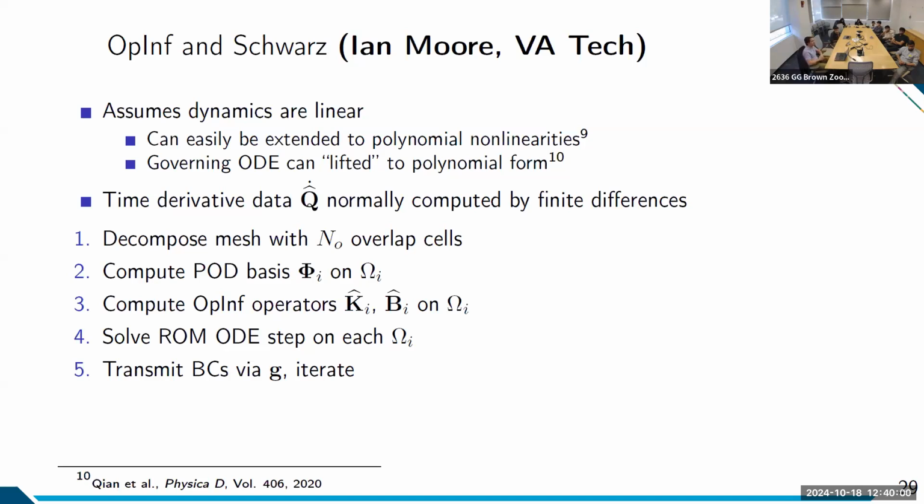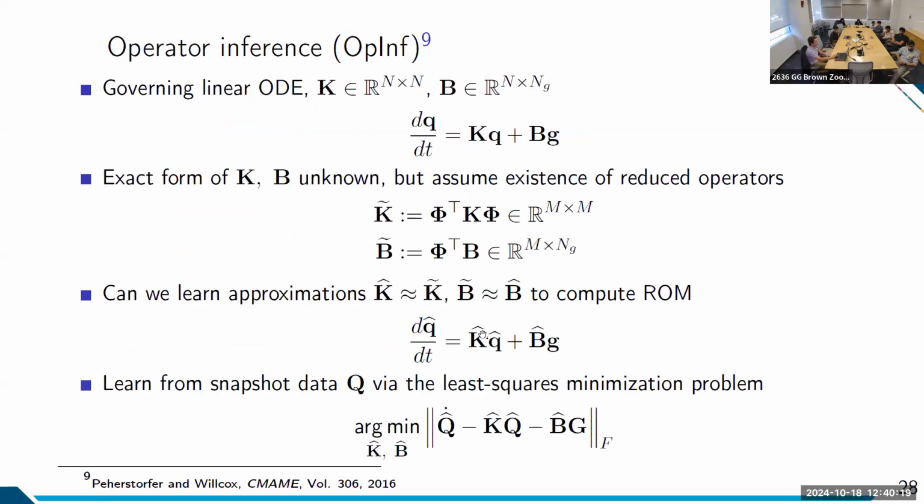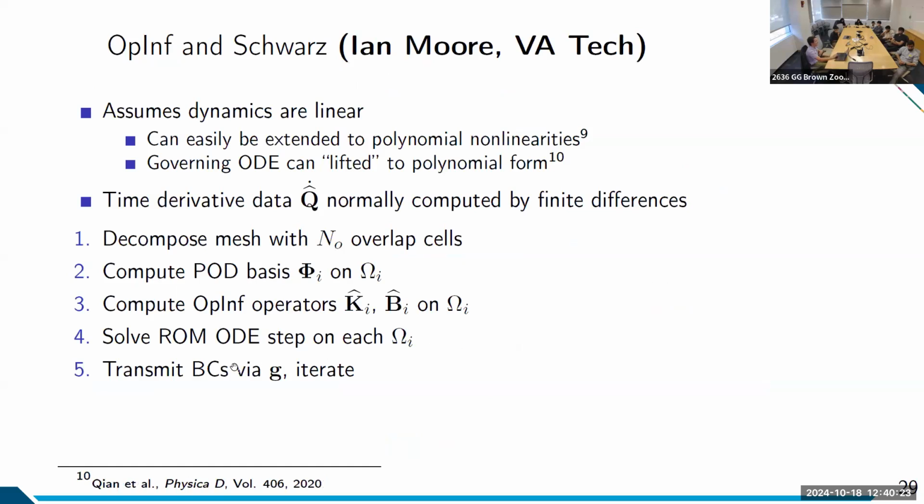And generally, like I said, you will approximate your time derivative Q dot with finite differences or something from your snapshot data. But the way this fits in with Schwarz is virtually identical, where you're decomposing your domain, you compute a POD basis on each of those subdomains, approximate your operators K hat and B hat, again, each for those subdomains, and solve this reduced operator system on each of those subdomains, and then transmit your boundary conditions via G. So again, your boundary operators are still coming into play.